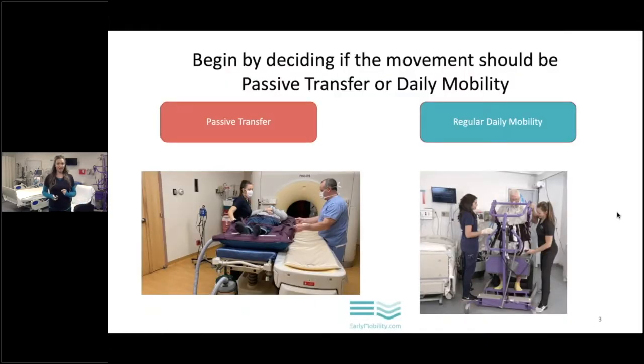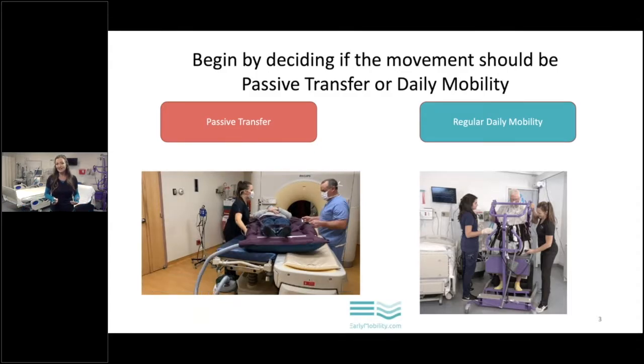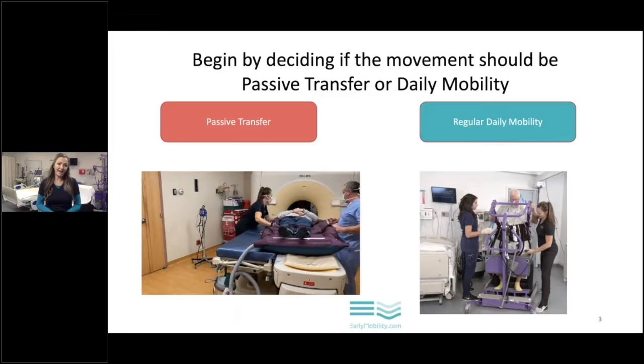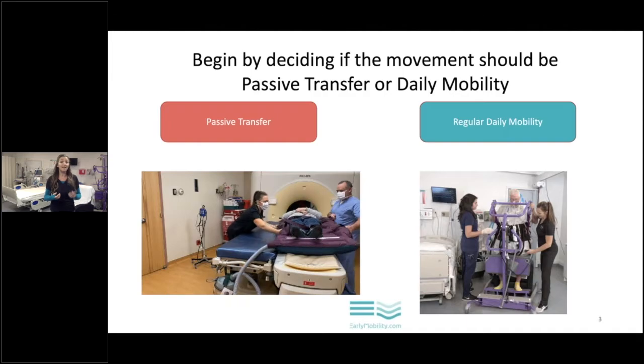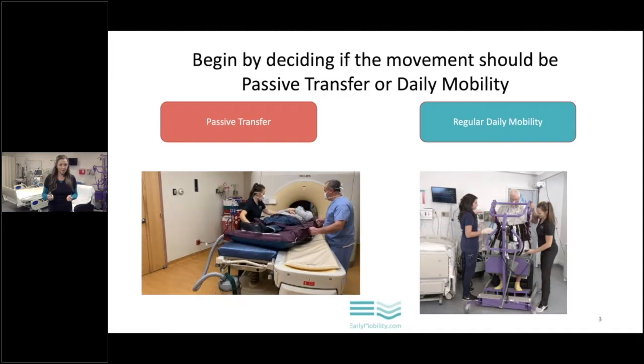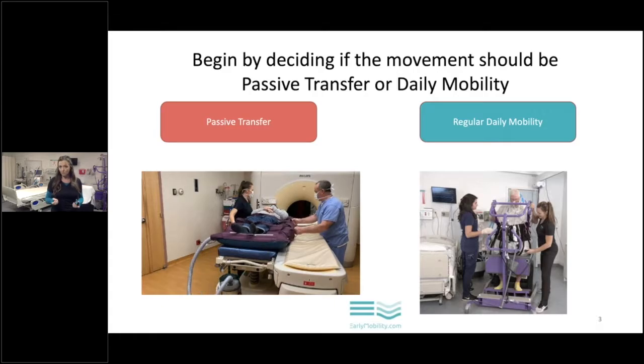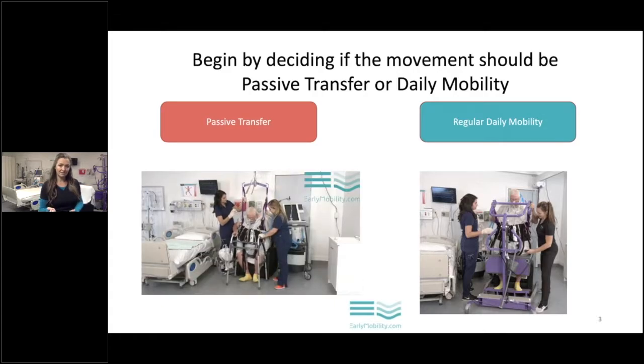The first decision we have to make is decide whether a movement is passive or whether it is part of regular daily mobility. A passive transfer is somewhere that we do not want the patient to move. It's a transfer where moving may cause them some harm, such as getting on and off of an MRI table or a CT scanning table if they've had a potential fracture, a potential brain bleed, a potential stroke, where we're trying to figure out what the problem is and we do not want them to move. So that would be a passive transfer.